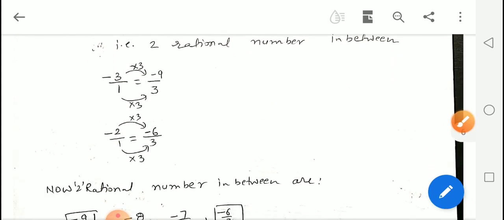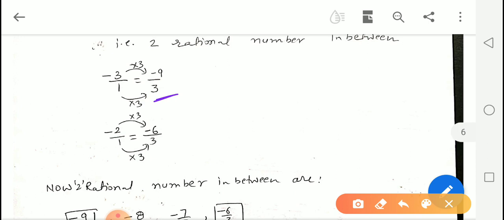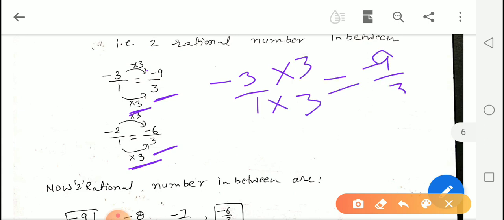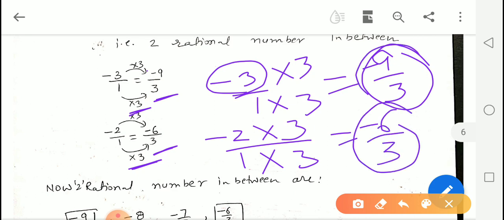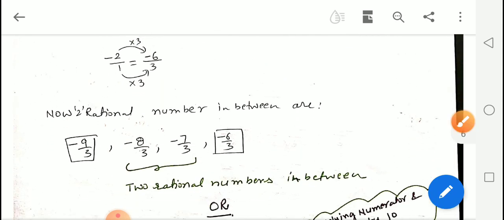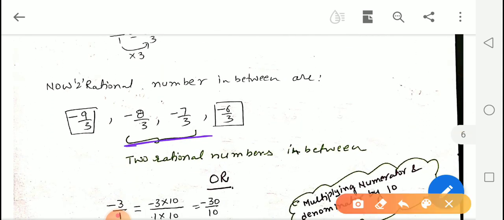So here we have made the equivalent rational number by multiplying the numerator and denominator by 3. So -3 by 1, if we multiply numerator and denominator by 3, we will get -9 by 3 as an equivalent rational number of -3. Similarly, for -2, if we multiply its numerator and denominator by 3, we will get -6 by 3. So these are the two equivalent rational numbers, and when we write the numbers in between, these are exactly 2. So this is our answer.